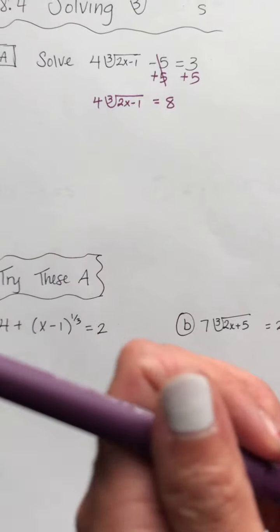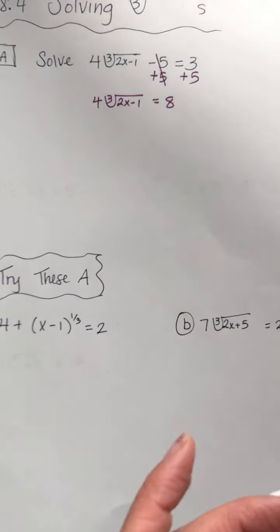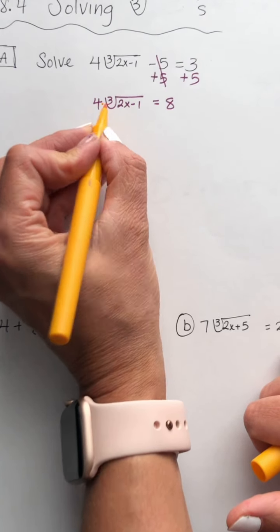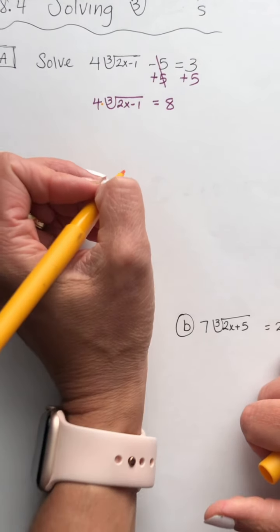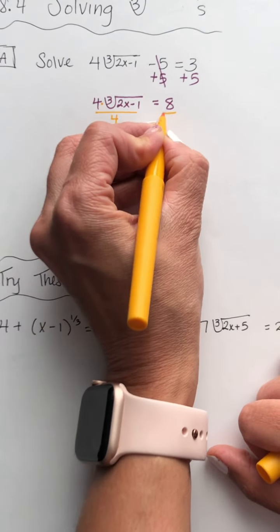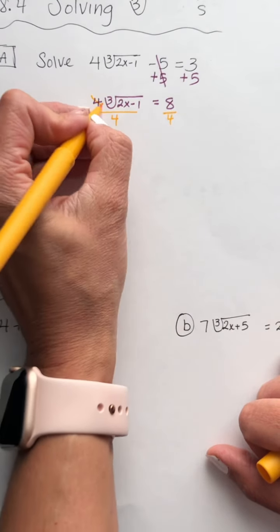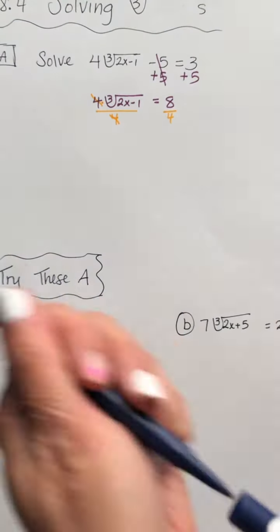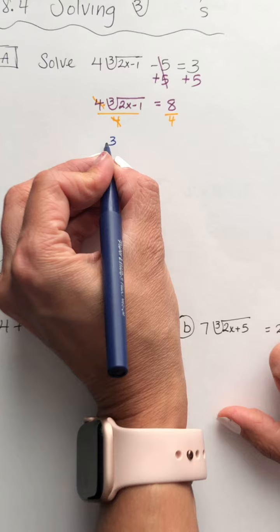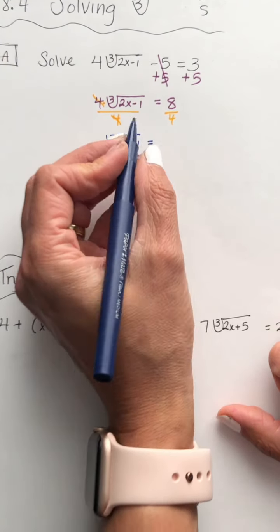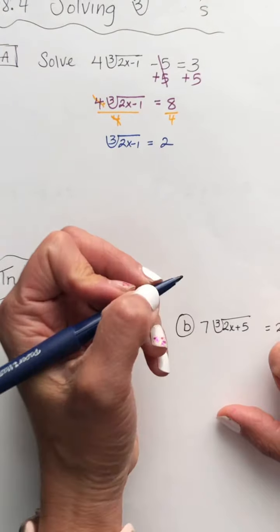Okay. Now I still need to isolate the radical. I have to get rid of that 4. It's next to the radical, so that means it's being multiplied. So how do we undo multiplication? We divide. Okay, so we will have the cubed root of 2x minus 1 equals 8 divided by 4 is 2.